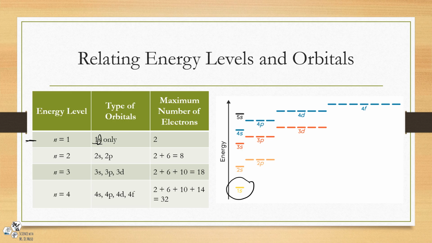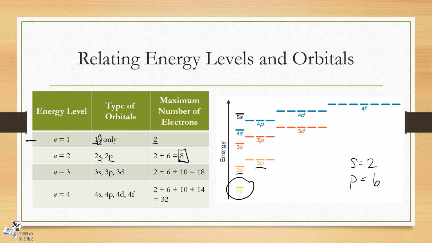Energy level 2 has a little bit more energy, so we can fit a little bit more electrons in there, and it can have an s and a p. So we would call those 2s and 2p because they're in energy level 2. So now we know that s orbitals can hold 2 electrons and p orbitals can hold 6 electrons, so that gives us a total of 8 in energy level 2. So up till this point we've had 2 plus 8, we've got 10 electrons that this possible element can have.